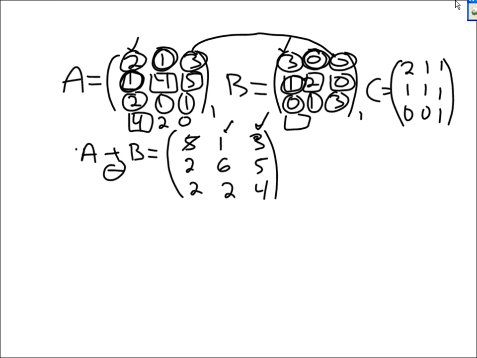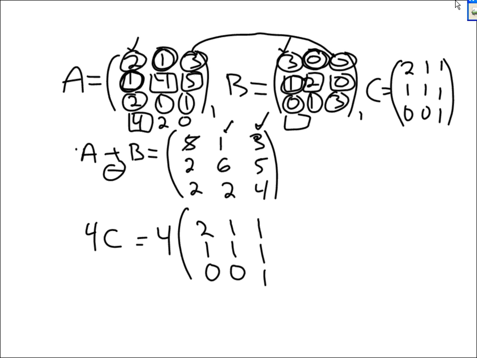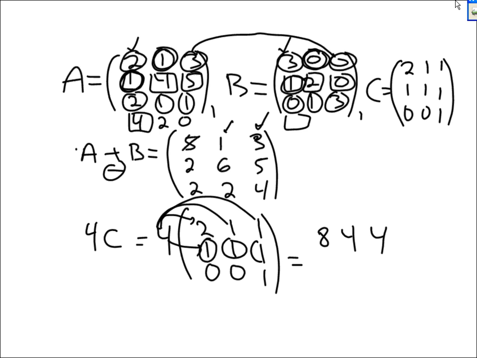In other words, what would 4 times C be? Well, you take 4 and you multiply it by matrix C. 4 times 2 is 4. 4 times 1 is 4. 4 times 1 is still 4. And of course, 4 times 2 is not 4, it's 8. 4 times 1, all three ones, will be 4.